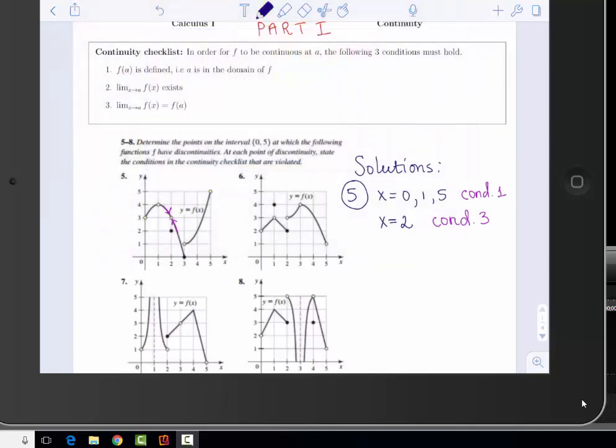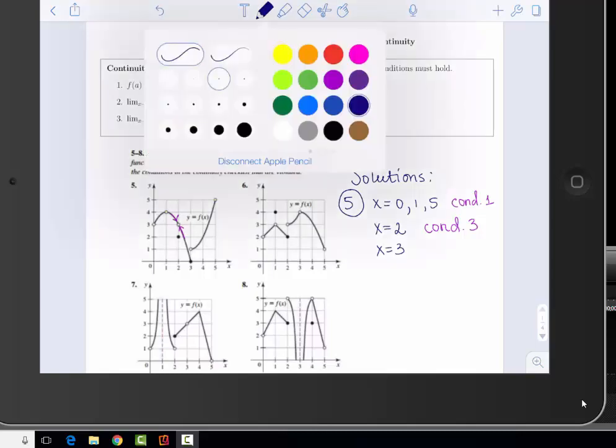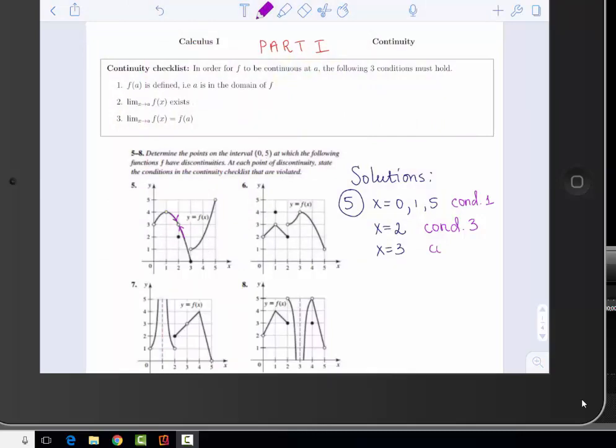Okay, one more point to consider. x equal to 3. The function is defined at 3, yes, but the limit does not exist because the left and the right limits are different. Okay, so that's condition 2.